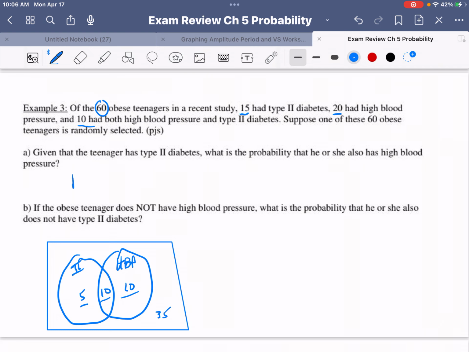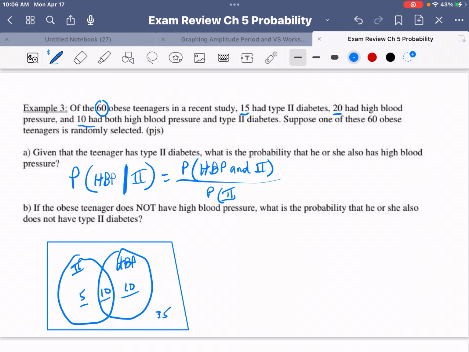Question A, given that the teenager has type 2 diabetes, what is the probability of having high blood pressure? So that's HBP given type 2. So would that be the probability of high blood pressure and type 2 divided by type 2 using the conditional formula? So that would be 10 out of 15. These are the 10 that have both, and these are the people that have type 2, so it's 10 out of 15.